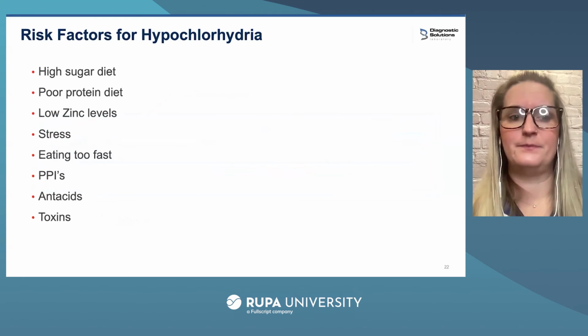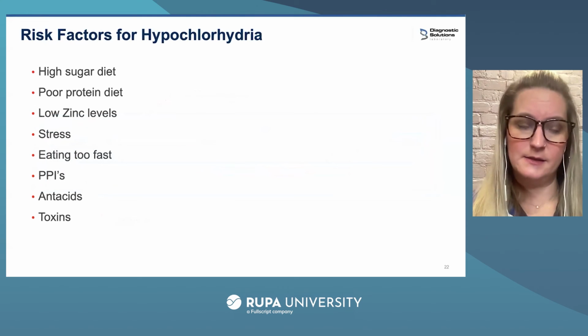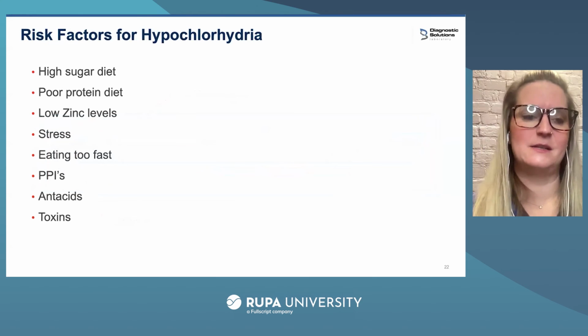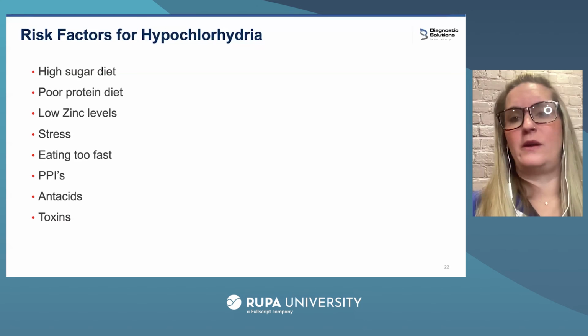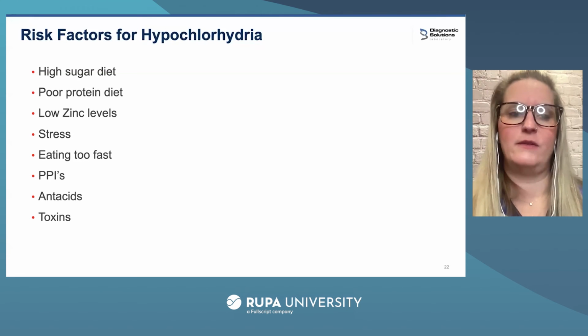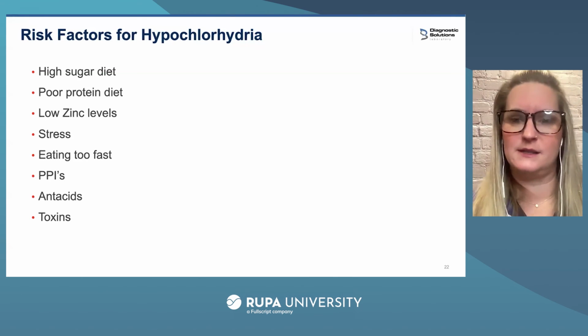High sugar diets, poor protein diet, low zinc levels, stress, eating too fast, which again, a lot of our kiddos do a lot of these things, PPIs, antacids, and toxins. Mold is one of our biggest culprits of damaging the digestive tract. So if you have a child that you've been working on for some time and you're trying to figure out why this is not working, why are we not seeing the results that we want, the toxic load of mycotoxins might be part of this.